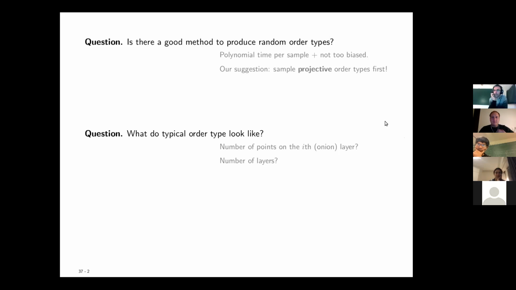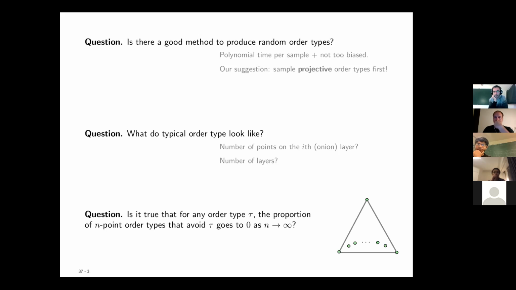Another natural question is to go beyond the extreme points. So more precisely, what do typical order types look like? This tells us about the outer layer, so what happens on the next layer, how many points do you have on average, and so on? How many layers do you have on average? We don't know. And for now, our techniques cannot deal with that.